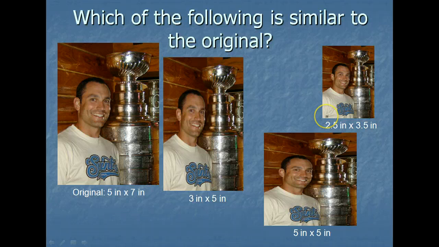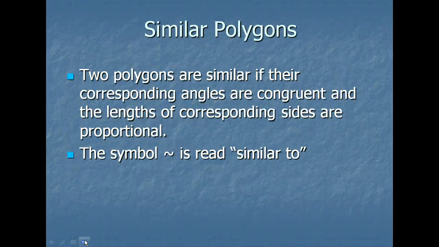So how do we mathematically define similar polygons? Well, two polygons are similar if, number one, their corresponding angles are congruent, and number two, the lengths of the corresponding sides are proportional. So there's two things that have to be true in order for shapes to be similar. The symbol for similar is kind of like our congruent symbol without the equal sign. It's just this squiggly line, and this squiggly line means similar to.